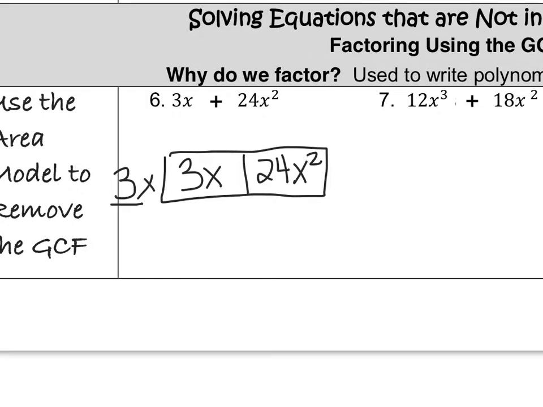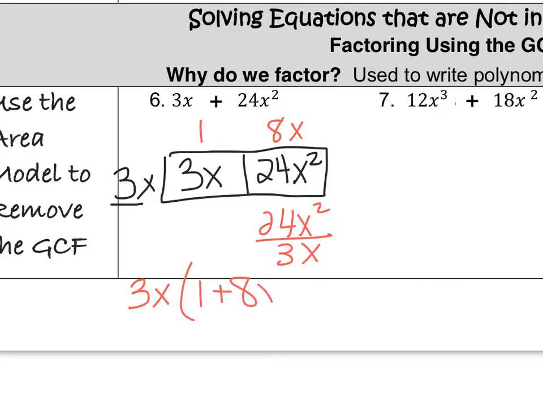So let me go ahead and complete my area model. So 3x divided by 3x is 1, and 24x squared divided by 3x. 24 divided by 3 is 8. X squared divided by x is 2 minus 1 is just plain old x. Okay, so my factored form is 3x times 1 plus 8x.